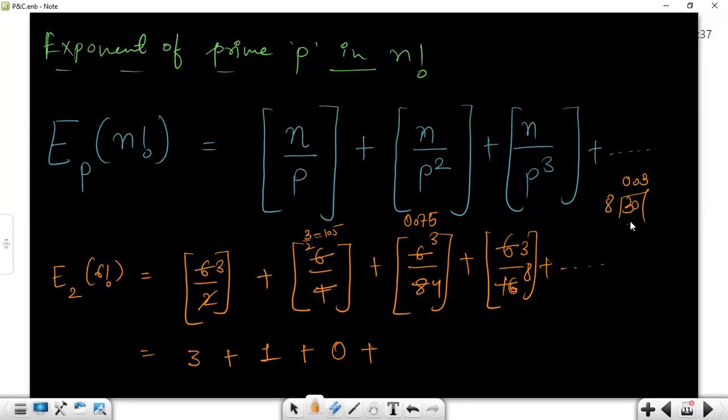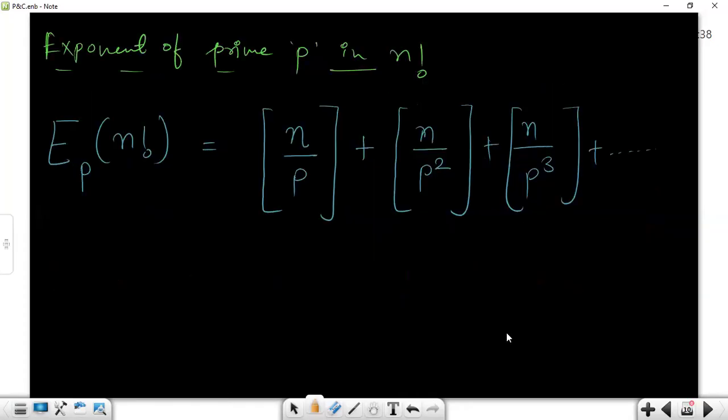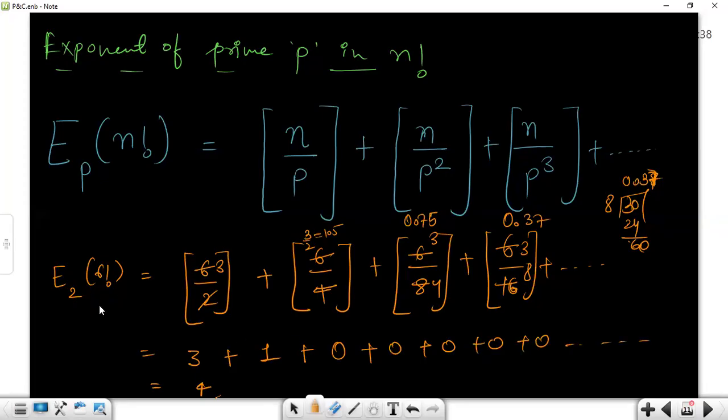3 by 8 is 0.375. Its greatest integer function is 0. So basically it will keep on becoming 0 only. Okay. So now here we can observe that 3 plus 1 is 4. And that should be the answer. Let's check. Yes, we are able to find out the exponent of 2 in 6 factorial using this method.